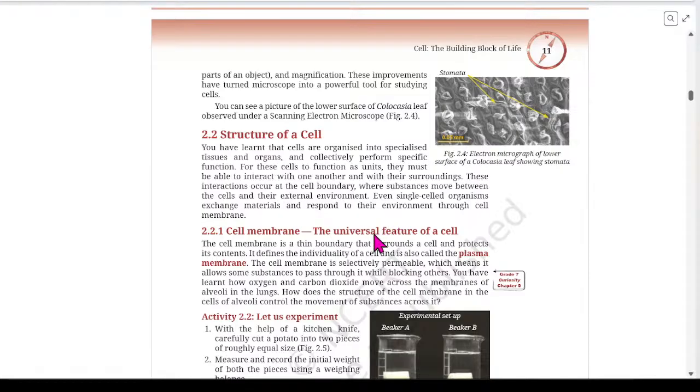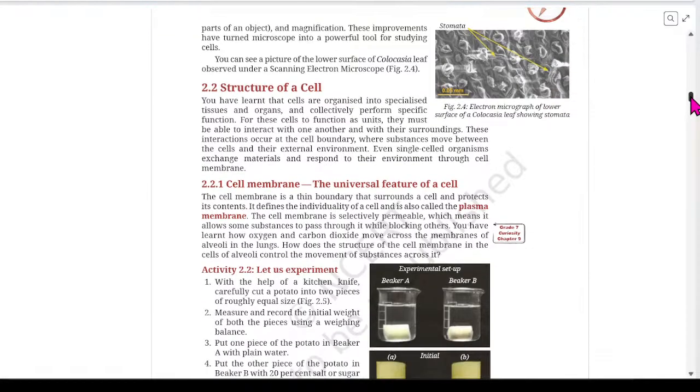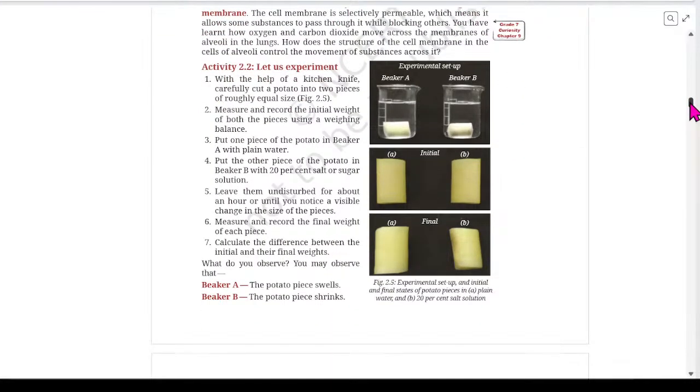Cell membrane, the universal feature of a cell. The cell membrane is a thin boundary that surrounds a cell and protects its content. It defines the individuality of a cell and is also called the plasma membrane. The cell membrane is selectively permeable, which means it allows some substances to pass through it while blocking the others. You have learned how oxygen and carbon dioxide move across the membranes of alveoli in the lungs. How does the structure of the cell membrane in the cells of alveoli control the movement of substances across it?